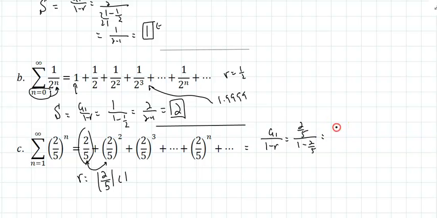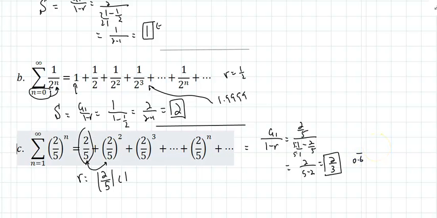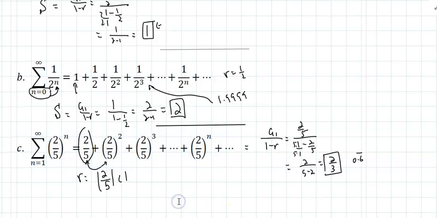The LCD is a 5. So multiply this by 5 top and bottom. That will be 2 over 5 minus 2. That will be 2/3. 0.6666 all the way down to infinity. So this is a repeated decimal.